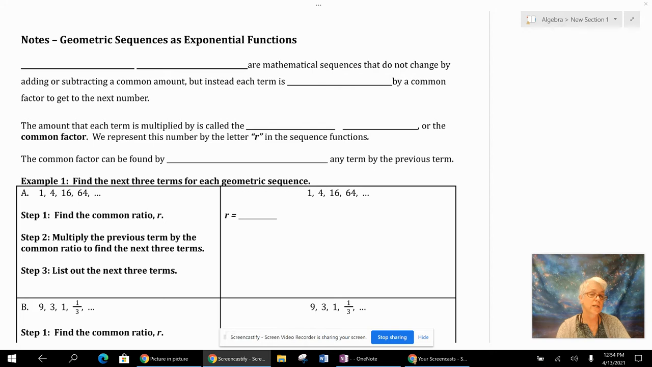So this is today's unit. It's going to feel like we're taking a step away from exponential functions, so just don't worry about it. You've actually seen this a little bit already.